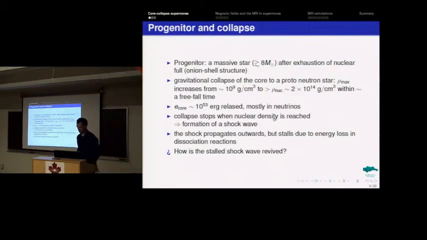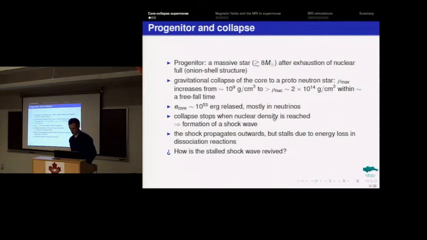The progenitor of type 2 supernovae, core-collapse supernovae, is a massive star of more than roughly 8 solar masses, which at the end of its main sequence and post-main sequence life has an onion shell structure where a core consisting of roughly 1.5 solar masses of either iron or oxygen, neon, and magnesium is surrounded by layers of silicon and carbon, oxygen, and helium and hydrogen.